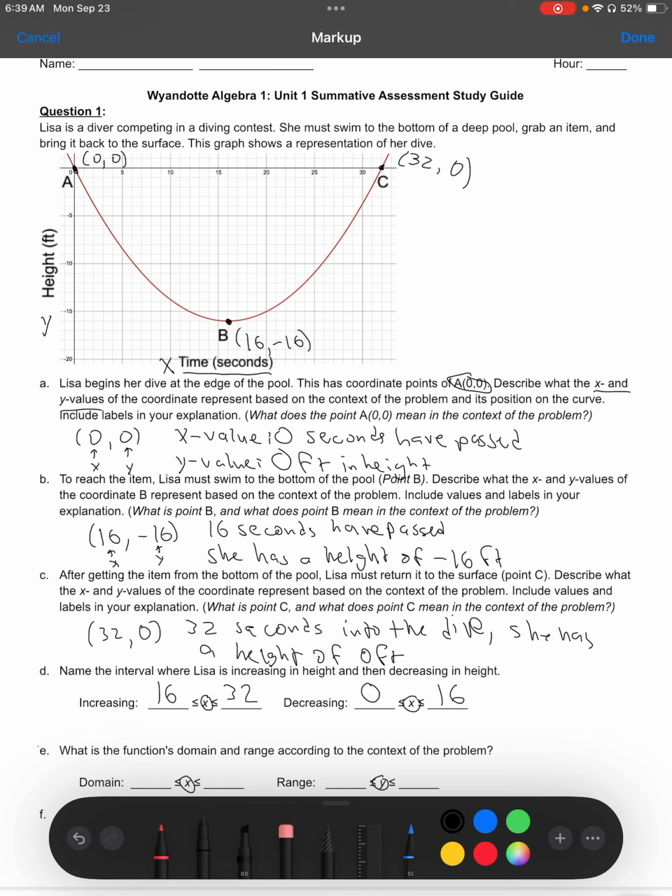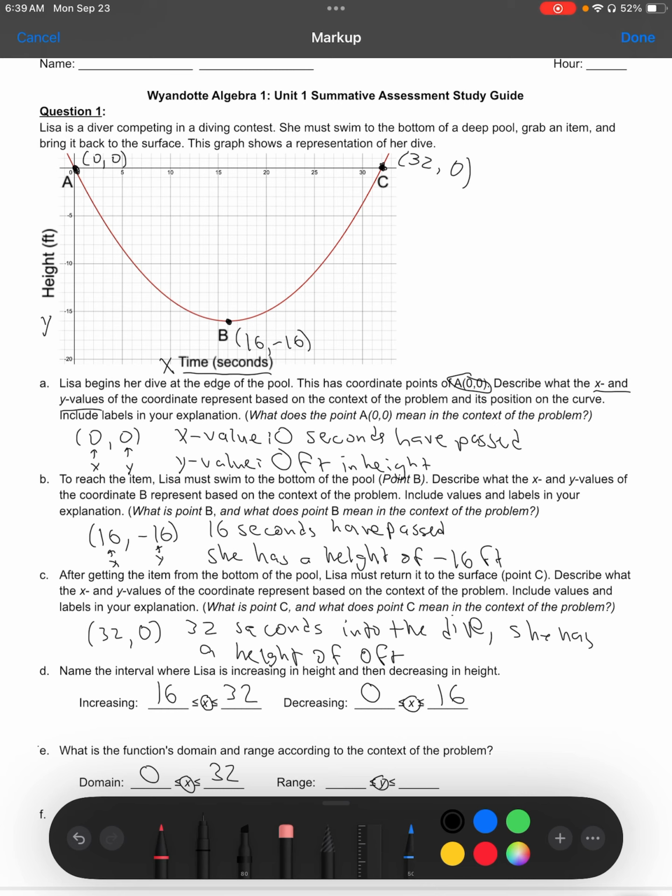Well, for this graph, she starts her dive at point A, and she ends her dive at point C. So the furthest to the left that this graph goes is at point A, which is 0 seconds, because again, for the domain, we're looking at the seconds. And then she ends her dive 32 seconds later. That's where this graph ends, as far as our seconds go. And so from 0 to 32 is the domain, because she starts at 0 seconds and she ends at 32 seconds.